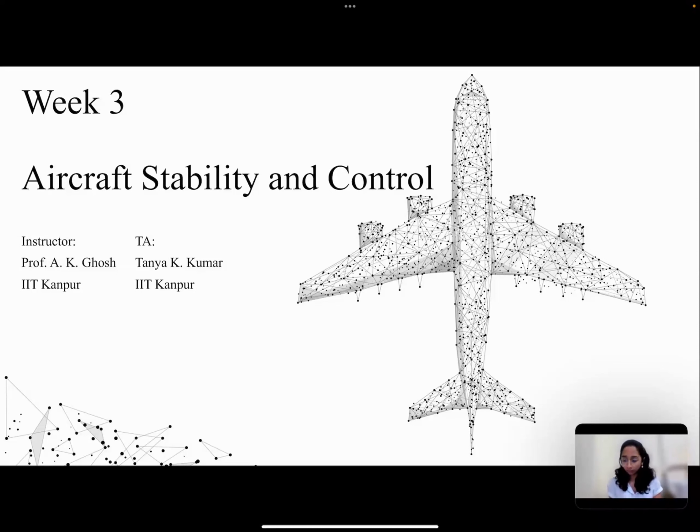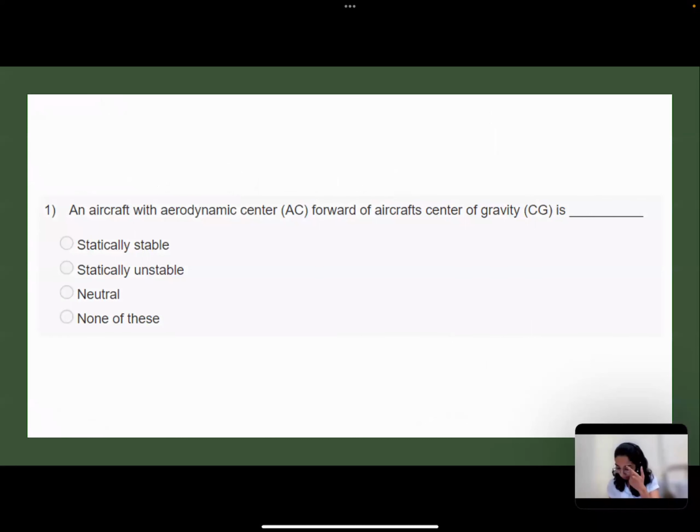Okay, so let's start. The first question of assignment 1 was: an aircraft with aerodynamic center forward of aircraft center of gravity is statically stable, statically unstable, neutral, should be neutrally stable, or none of these. Aerodynamic center ahead of the CG. Statically unstable. Yes. You're right, B is the right answer. Why?